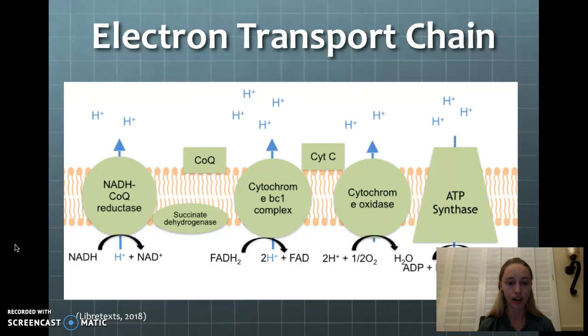The molecules of NADH and FADH2 release their hydrogen ions into the intermembrane space right up here, which those hydrogen ions then come back into the matrix via ATP synthase. They come back and foster ADP coming together with a phosphate, producing ATP.